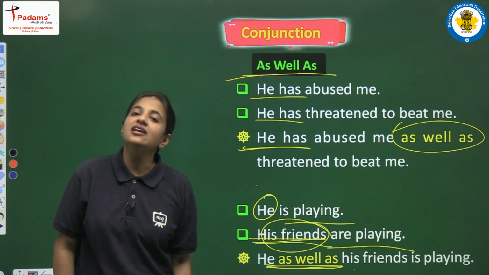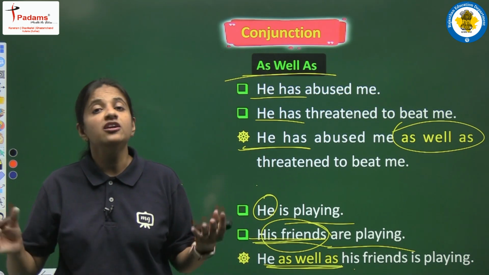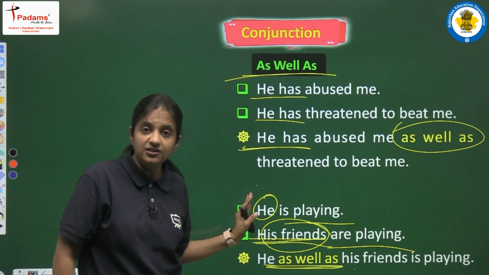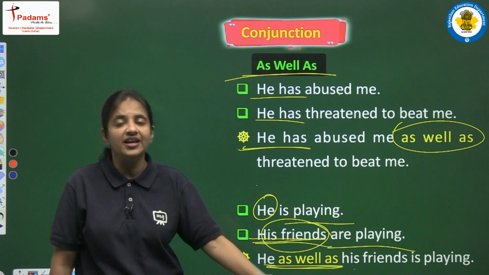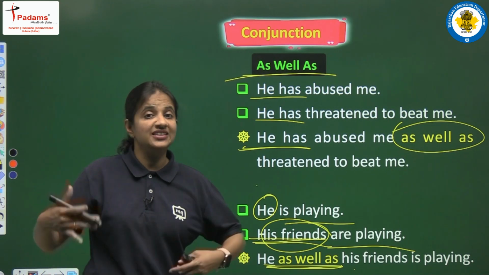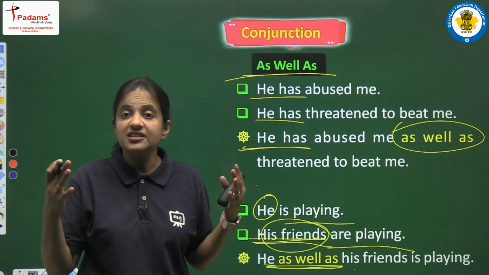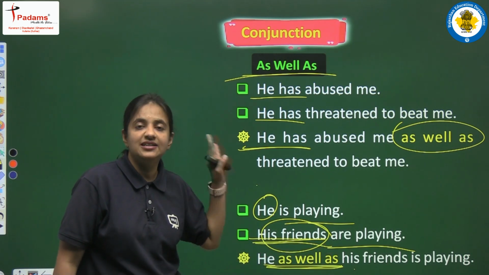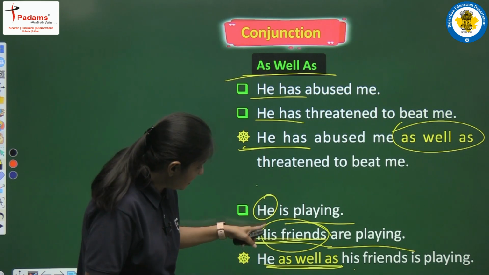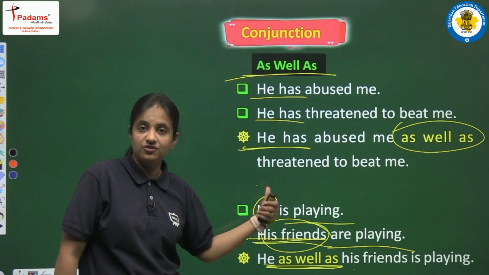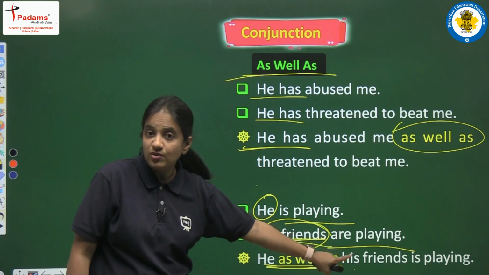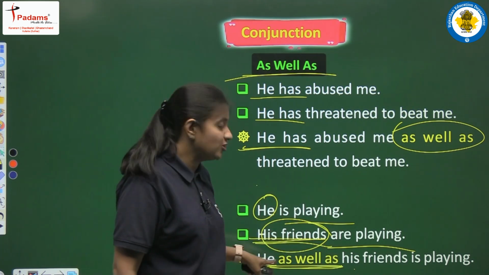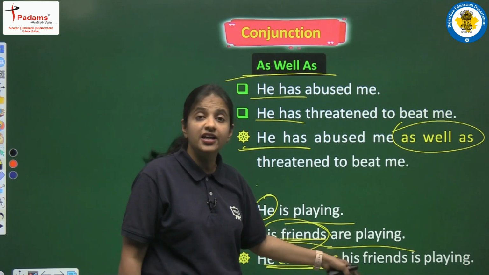Again I am saying this thing, we have to use a conjunction to connect the different parts. Here the subjects of both sentences are different, so we use as well as. Where do we use the conjunction? We use it to connect subjects. So we are doing the same thing here. We write he, the subject of the first sentence, then as well as, the conjunction, and after that the subject of the second sentence, his friends.